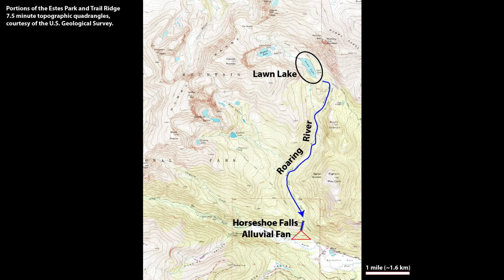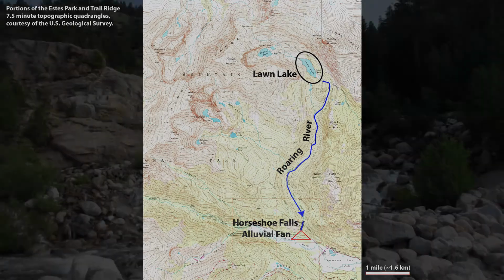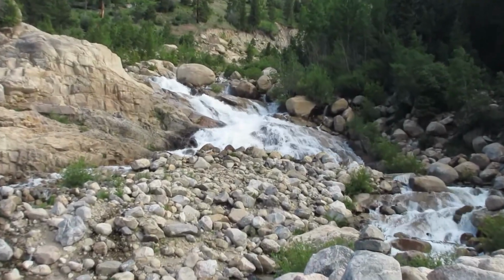Now, the glacier that was in the Roaring River Valley was not nearly as big as the one in the Fall River Valley, which means that it couldn't erode its base down to the same level as the Fall River Valley Glacier. And so what that sets up is a very steep slope at the end of the valley that the Roaring River is in when it enters the Fall River Valley. And that is represented today by Horseshoe Falls.